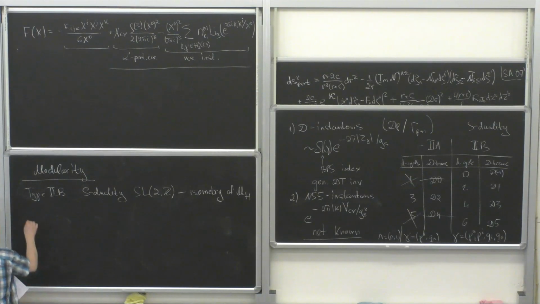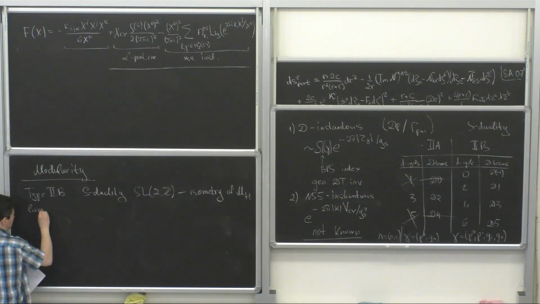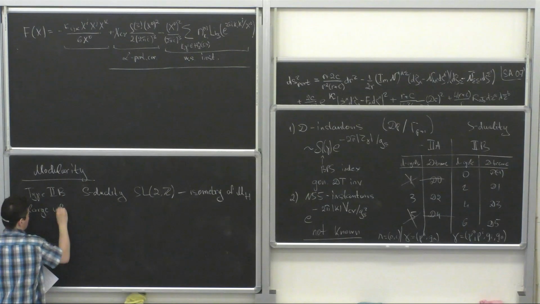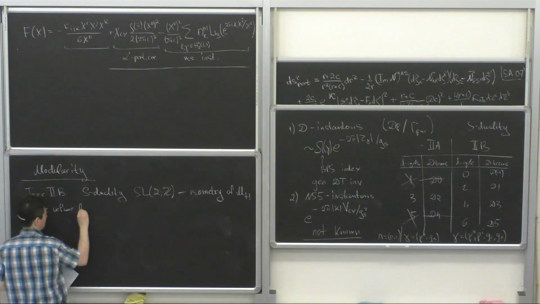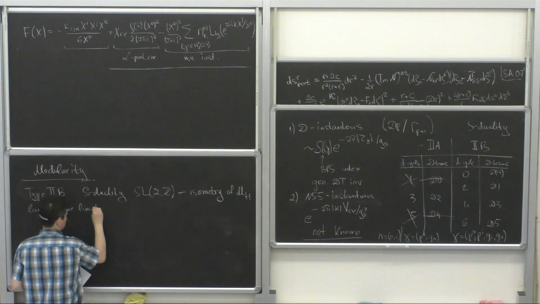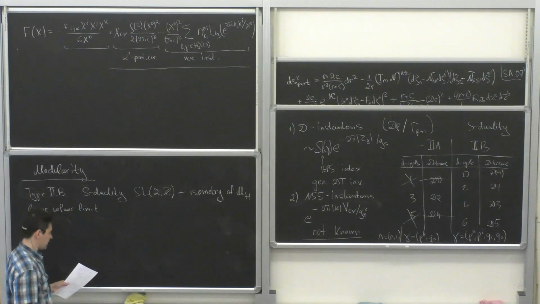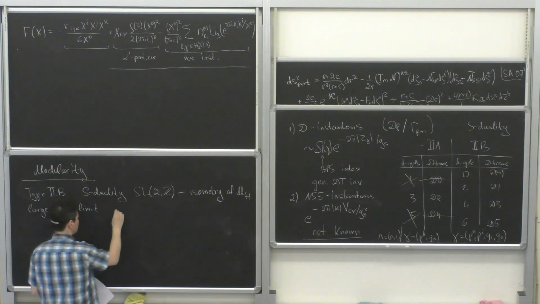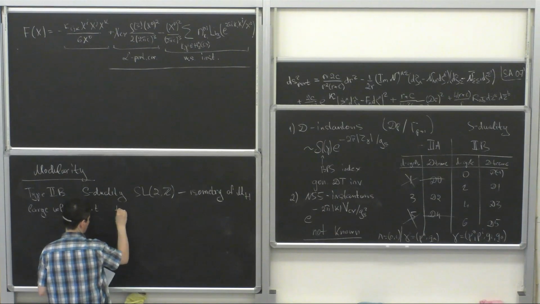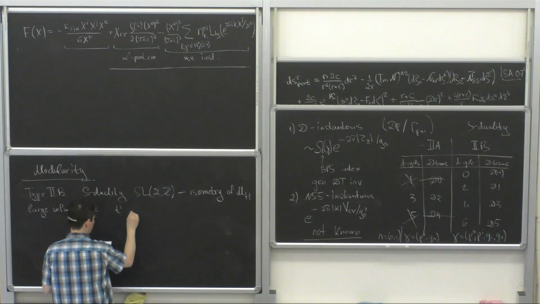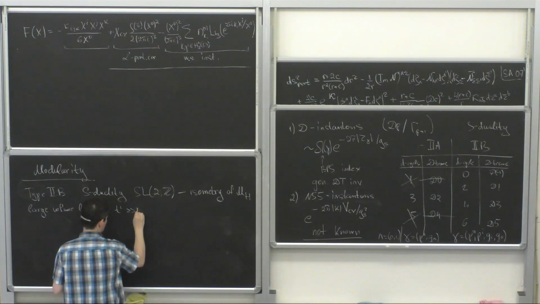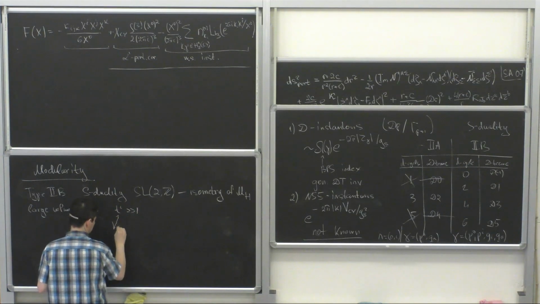Let's consider the so-called large volume limit. Large volume limit just means that I take the Kähler moduli of my Calabi-Yau, let's call them t^i, and I consider them very large. So these are Kähler moduli.